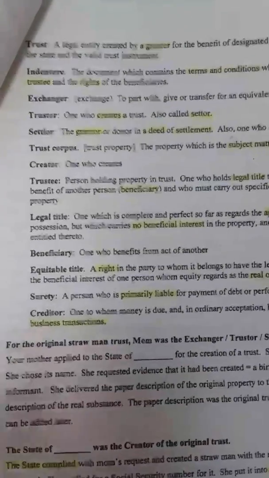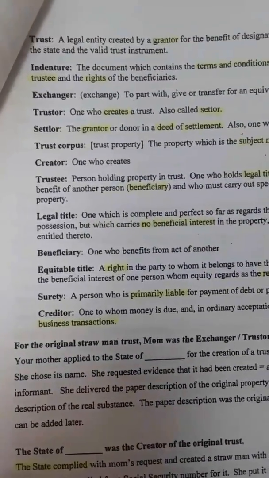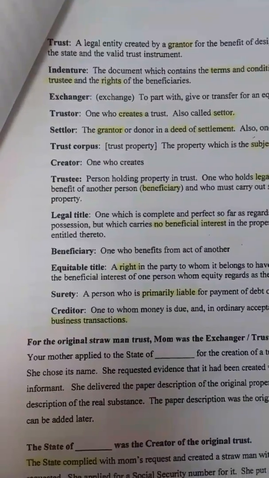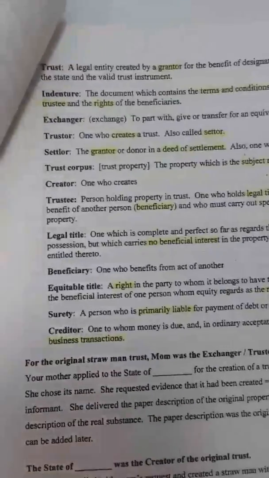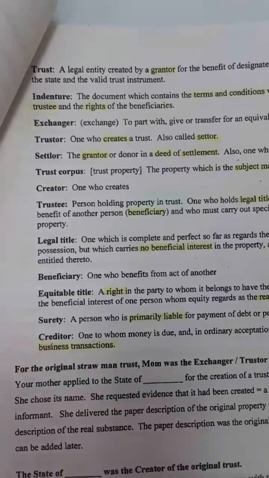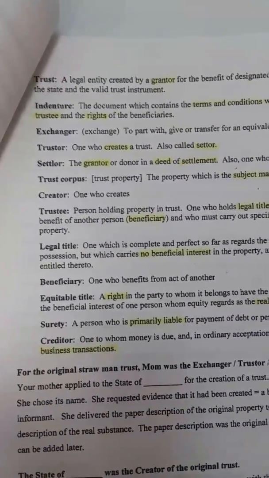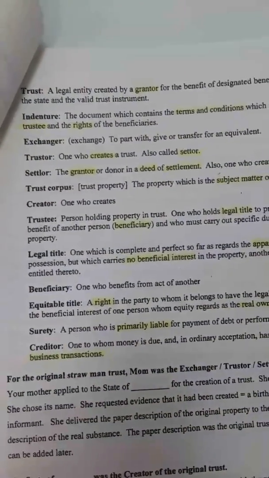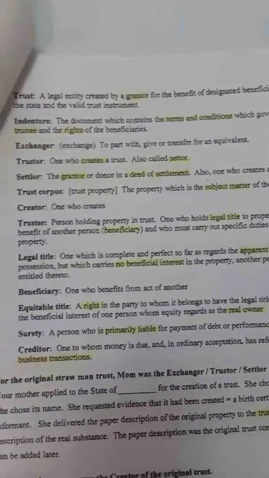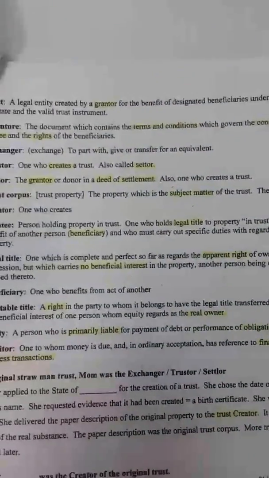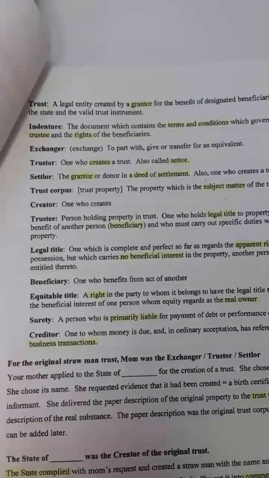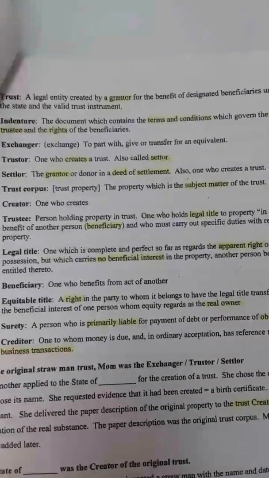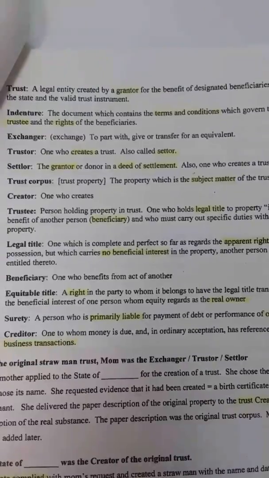Now, exchange: to part with, give, or transfer for an equivalent. So it's a transfer, more like if you want to transfer assets into your trust. It says trustor: one who creates a trust, also called a settlor. A settlor, the grantor or donor in a deed of settlement, also one who creates a trust. So this is a grantor. You don't see nothing about no trustee creating no trust. A lot of people put themselves as trustees, like trustee means you're trustworthy. You know, it's the opposite.